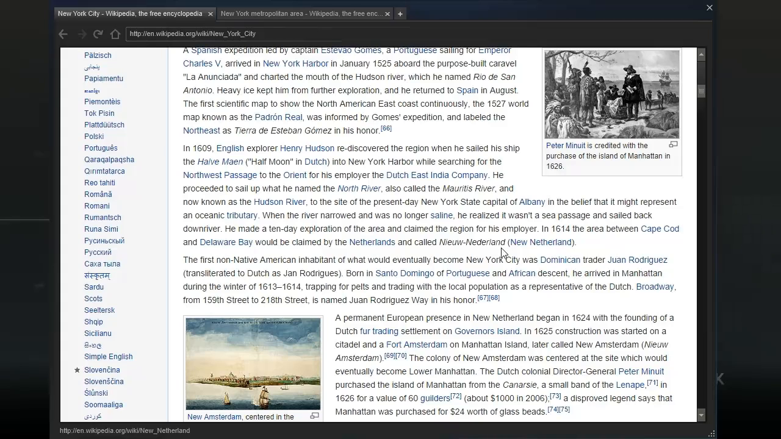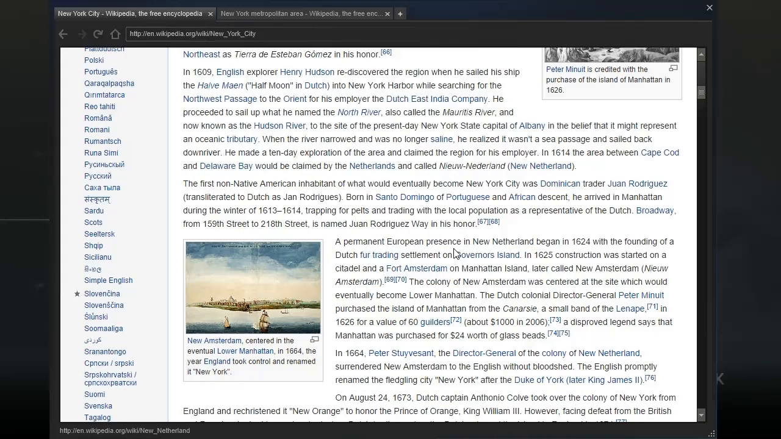So every white man who comes sailing in just claims it for themselves, and then they name all the rivers different things. That's just these people. And nobody asked the Native Americans, of course, what they thought.